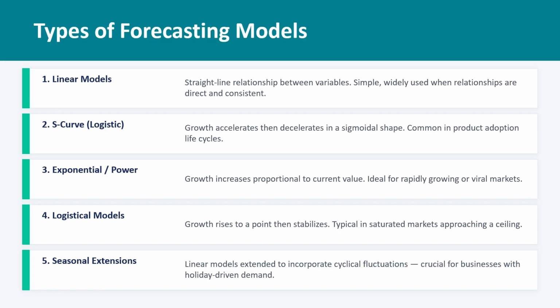Now, before we go deep on any single model, let's do a quick survey of the landscape. There are five main types of model we use in forecasting, and each one is suited to a different kind of relationship in the data. Linear models assume a straight line relationship between variables. They are the simplest and most widely used, and you will see they are actually the foundation for everything else.